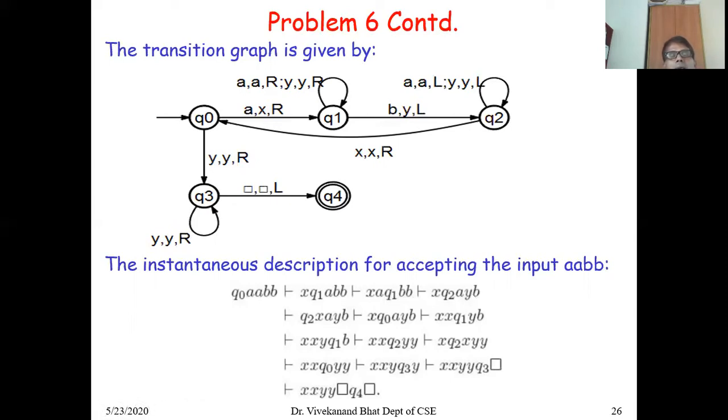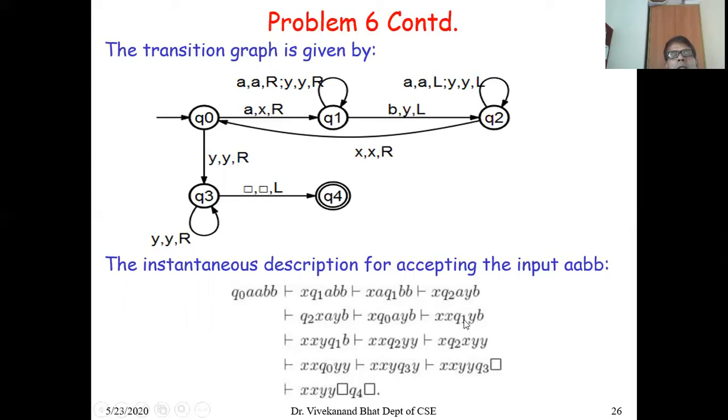In the second iteration, again we are coming back, moving left. Here we are replacing B by Y, moving left, and in Q2 we are replacing A by A, moving left. So once we read X, replace X by X, move right. Then again in Q0, replace A by X. This is the second iteration. A by X, moves right.